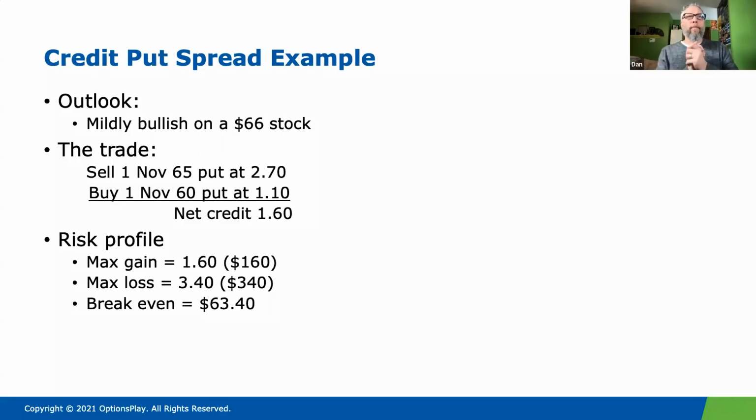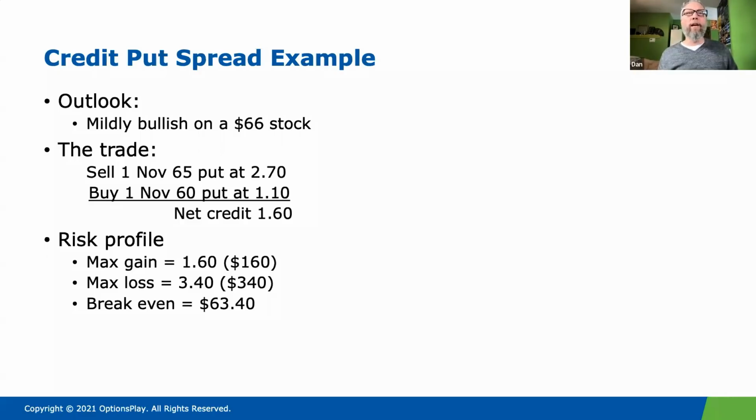Okay, so here we sell the November 65 put, which happens to coincide with where I'm saying support is in this case. We can sell the strike price at support or below support. And then we buy a lower strike put. Which one is the trade and which one is insurance? The 65 put, because that's the one we're selling, is the trade. The 60 put is the insurance.